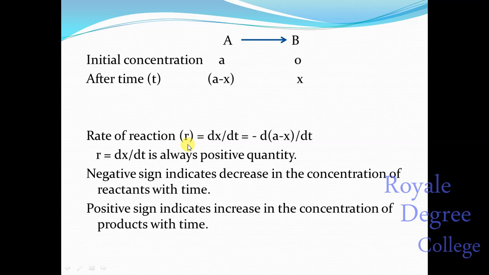So the rate of reaction, that is R, is equal to dx by dt, which is equal to minus d of (a minus x) divided by dt. Here R, the rate of the reaction, dx by dt, is always a positive quantity. Negative sign indicates decrease in concentration of the reactant with time. Positive sign indicates increase in concentration of the product with time.